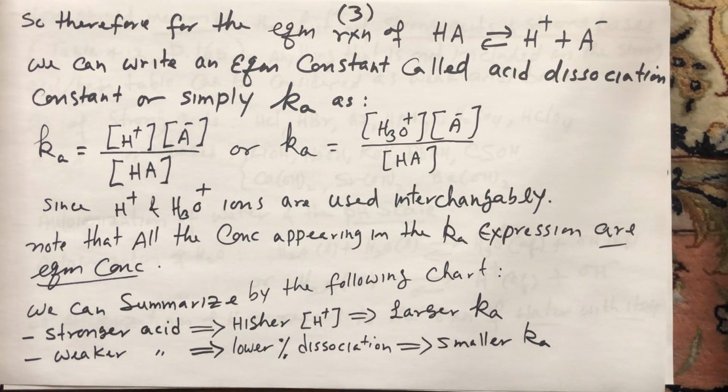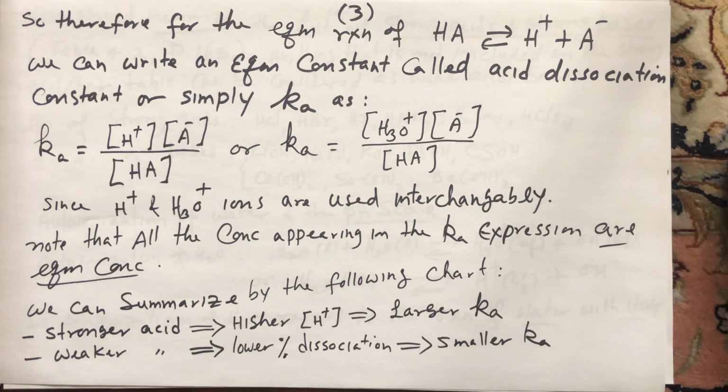Okay, now in the next slide, I am writing basically an equilibrium constant which is called Ka for that typical weak acid reaction.